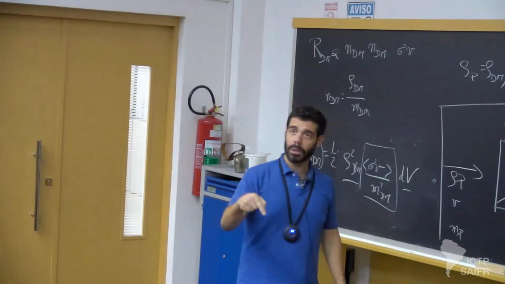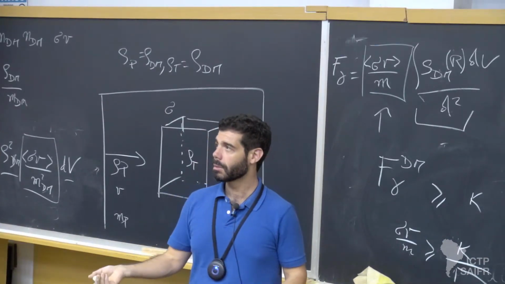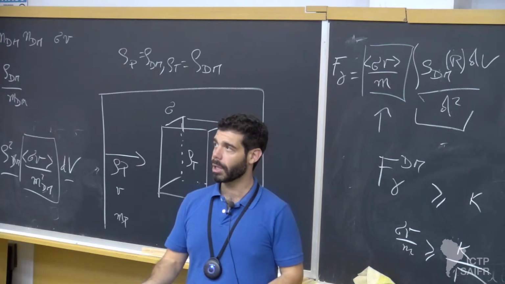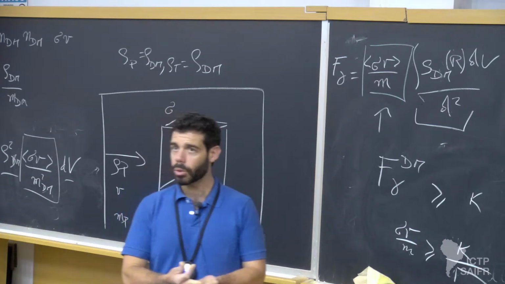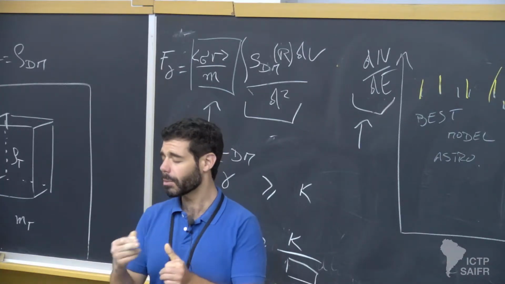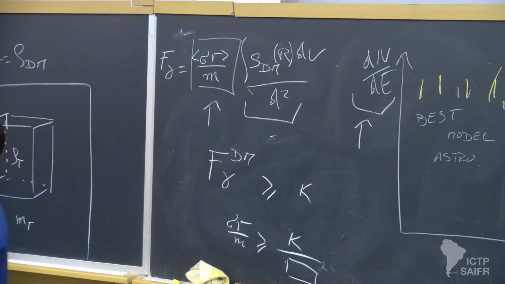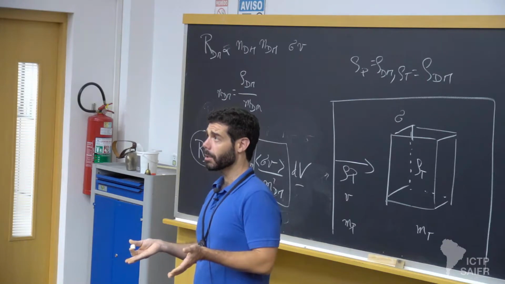The other way is to say, okay, I go to objects where I have nothing else, and I try to look for dark matter, which is, for instance, the case of dwarf galaxies. I know that in dwarf galaxies the luminosity to mass ratio is very low, or the mass to luminosity ratio is very high. And so they're objects entirely dominated by the dark matter.